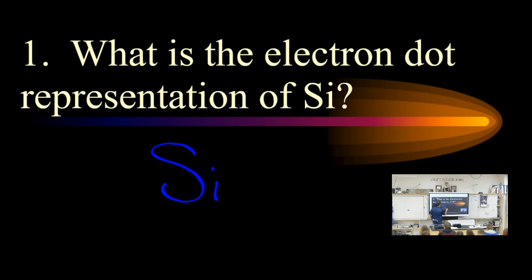So Si is in family 4. So 1, 2, 3, 4. And he was just making a joke because he was counting that one, right? Yeah. That's usually my joke. He took it from me.